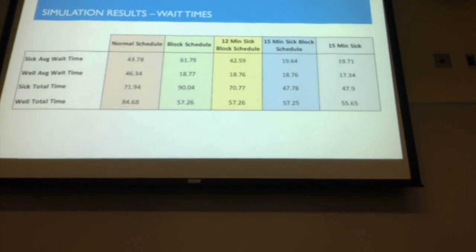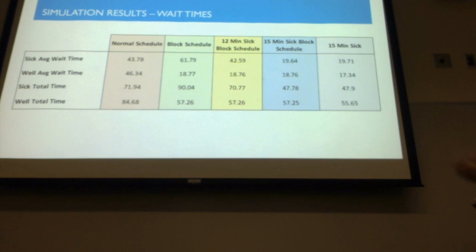And here are the results that we found. So for a normal schedule, the sick average wait time is around 43.78 minutes, and the well average wait time is 46.34, and the sick total time is around 71.94 minutes, and the well total time is 84.68. This is not what we've seen in your current KPP process, but this is when the schedule is maxed out, and it's different at Kids Plus because you guys have other types of visits interspersed as well, and it's not usually scheduled back to back.